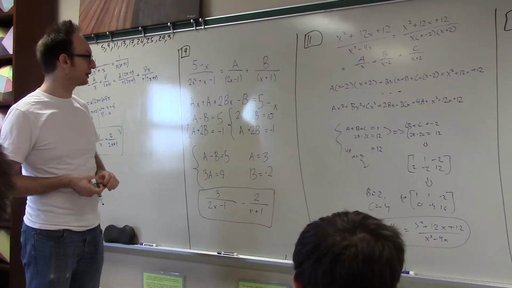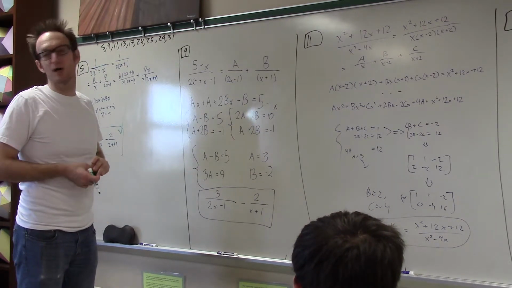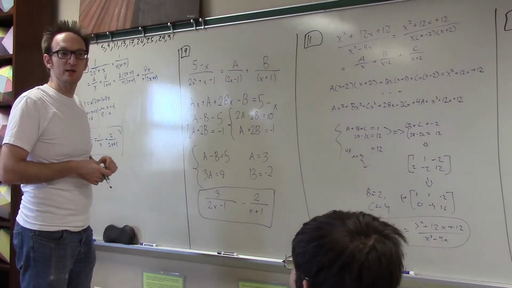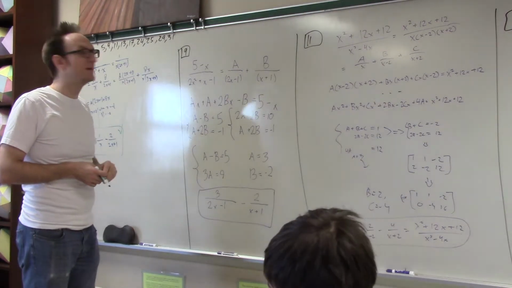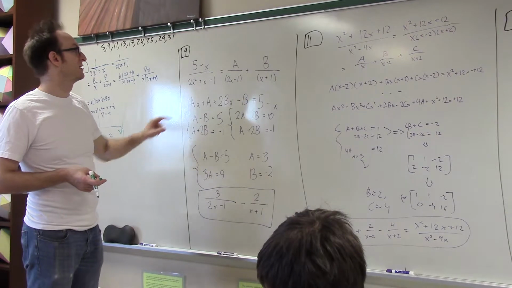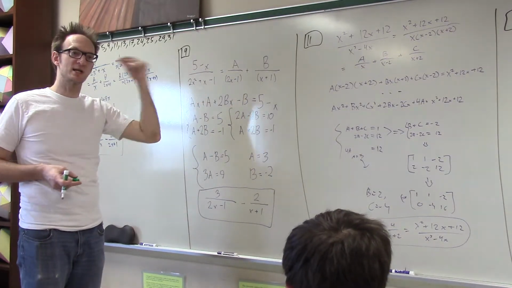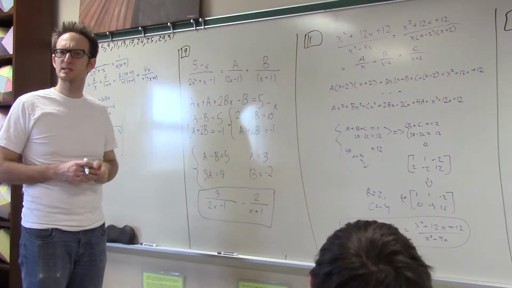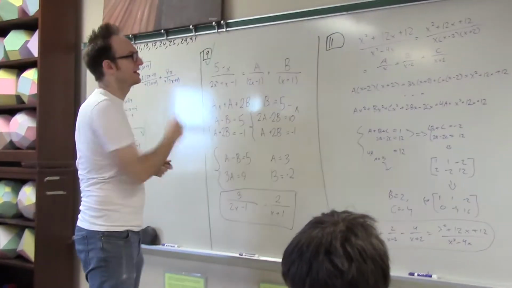This person chose to do it the long way. Who are you, number 9? You did it the long way. The fast way is when you just stick in -1 and then you're done in a second. Do you guys remember? Did we do this? Okay, but anyway, you got the right answer.